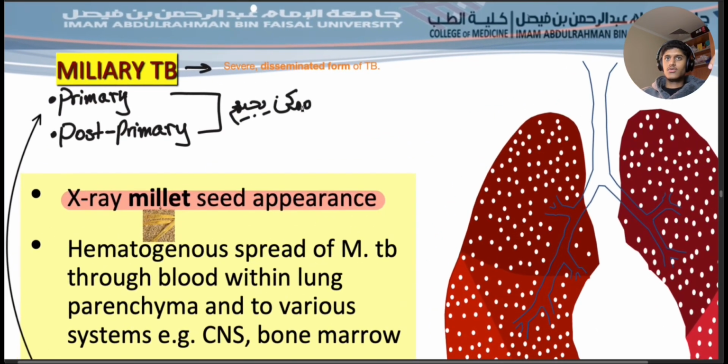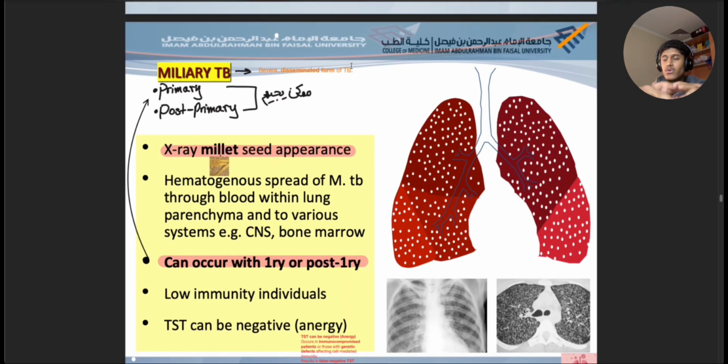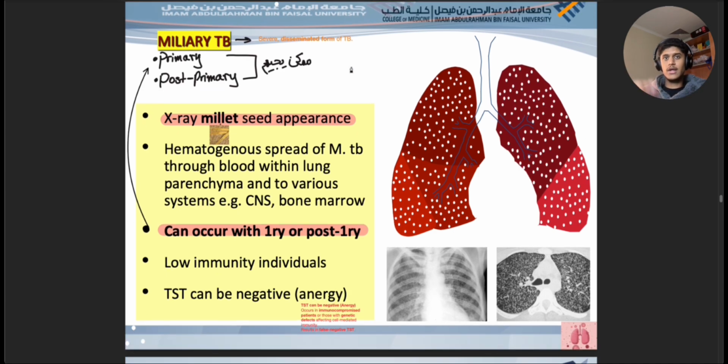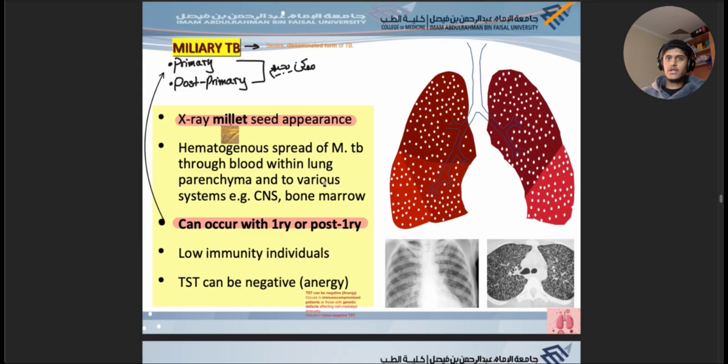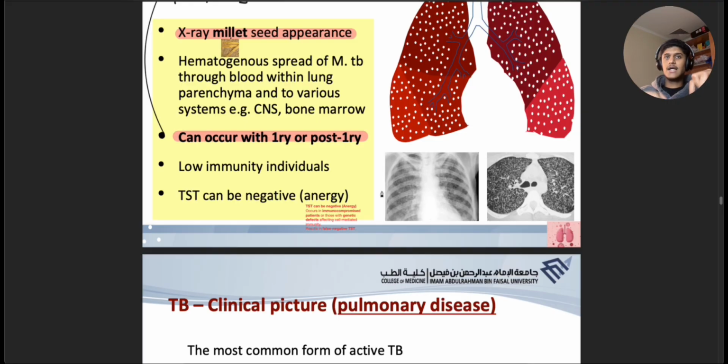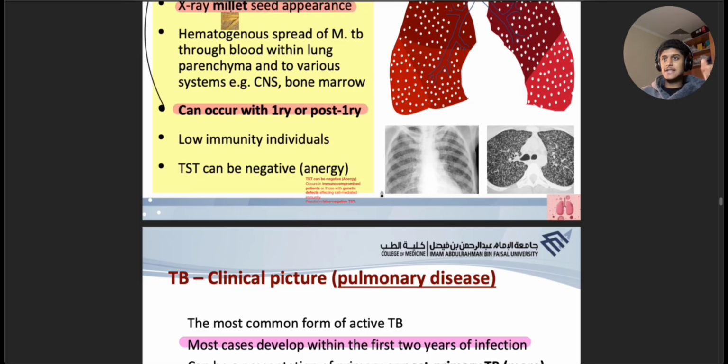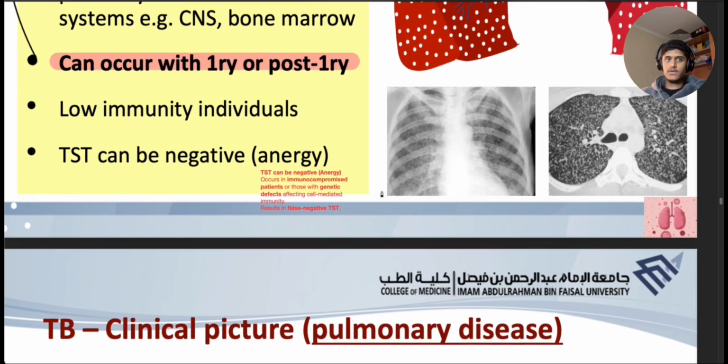miliary TB, which is a much more severe and disseminated form of TB, and can come in both the primary and post-primary. It is not only for primary or post-primary. And we can see the millet seed appearance in the X-ray and hematogenous spread of the TB throughout the blood, through the lung parenchyma, and to various systems. Even the CNS can be affected, and the bone marrow especially, and can occur within 1 or post 1 year, so within 2 years. And it is more prevalent in immunocompromised or low immunity individuals.